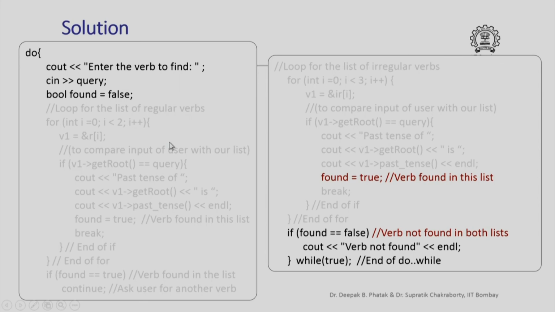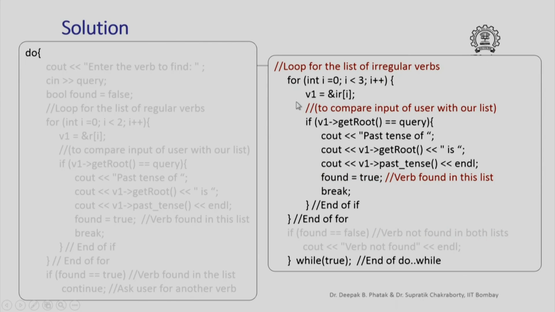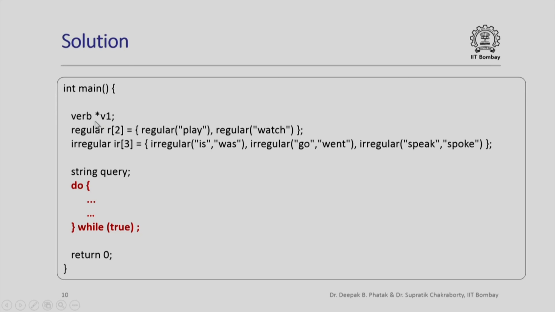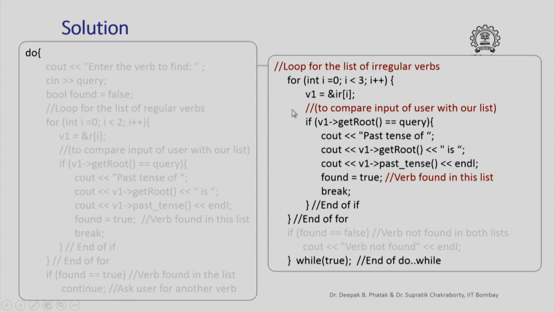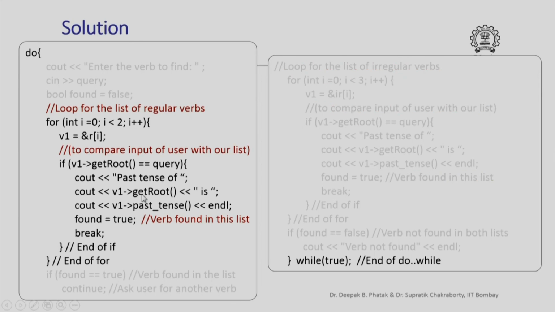And I have used the same pointer v1, which is really a pointer of the base class verb, to point to both objects of the array R, which are really objects of the class regular, and also objects of the class irregular, which are entries in the array IR. And when I invoke v1 arrow get root either here or here, this really goes and invokes the method get root, which is not declared to be virtual in the base class verb.